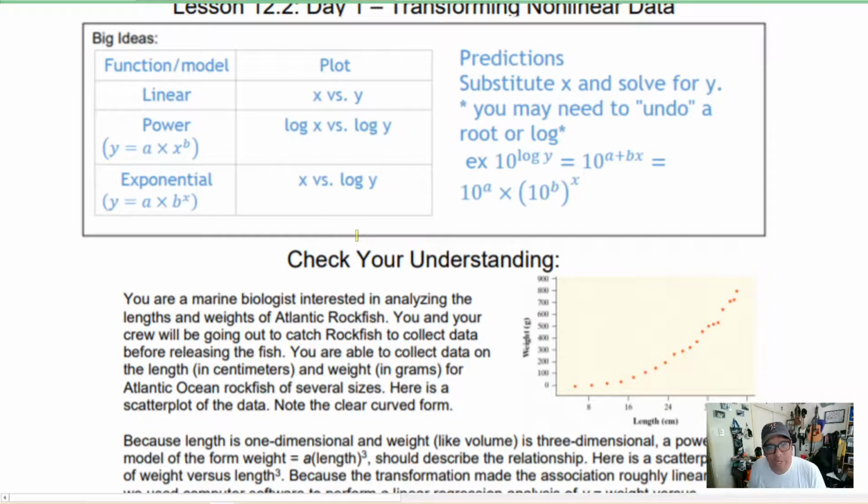Now, to make our predictions, you're going to substitute for x and you're going to solve for y. Sounds pretty normal. You may need to undo a root. You may need to undo a logarithm. This is the example that we would use here, this is a power model. So that's how we would do it. Okay, this isn't a mathy course, so we're not going to go too heavy into these inverse operations. Let's just see what we got.